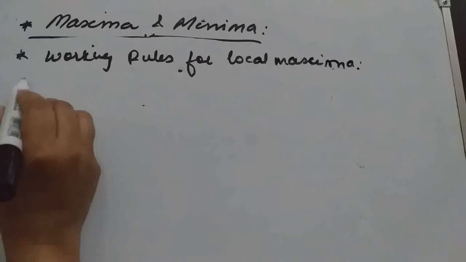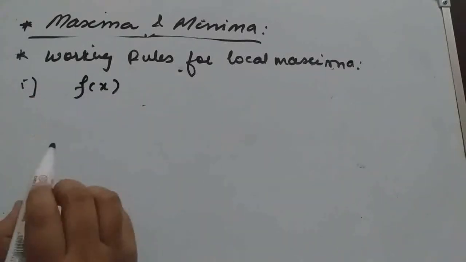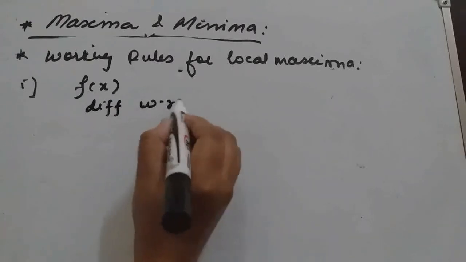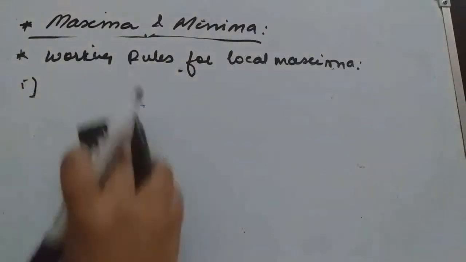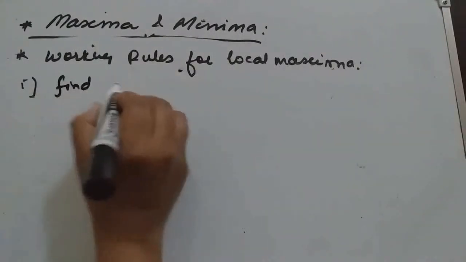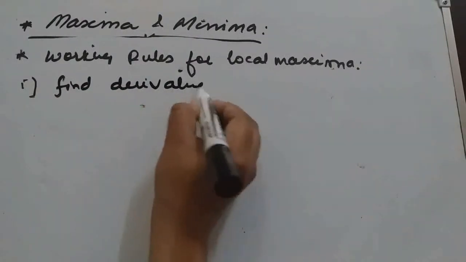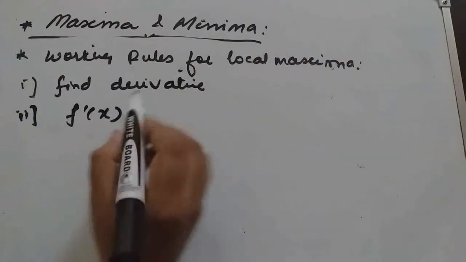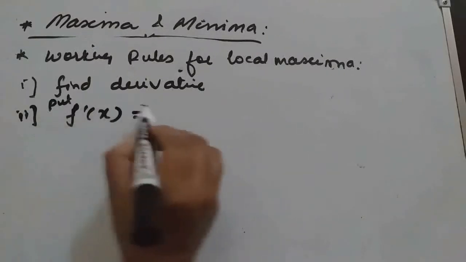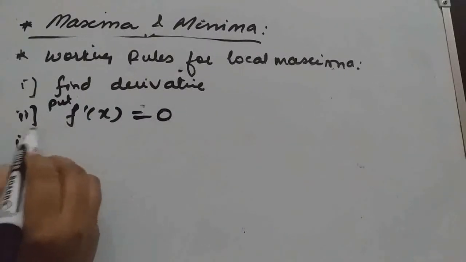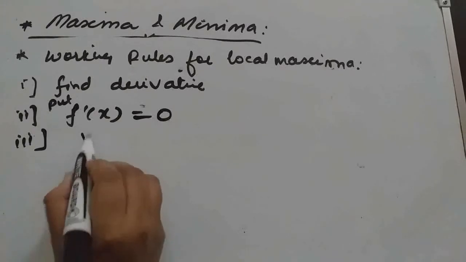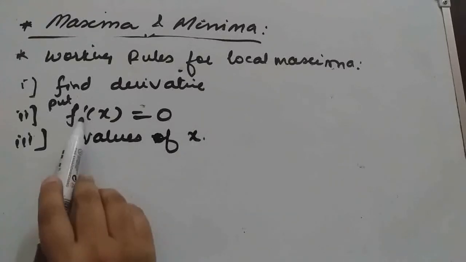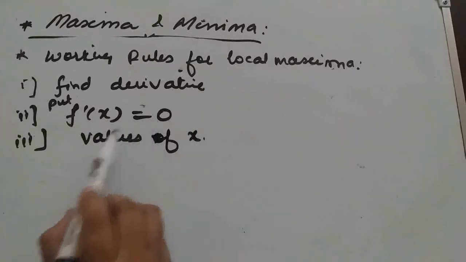Working rules means first step, f of x will be given to you. Okay, so differentiate with respect to x, or first write step 1, find derivative. Then after finding derivative, that is f dash of x, substitute as 0. After substituting f dash of x equal to 0, values of x you will get.